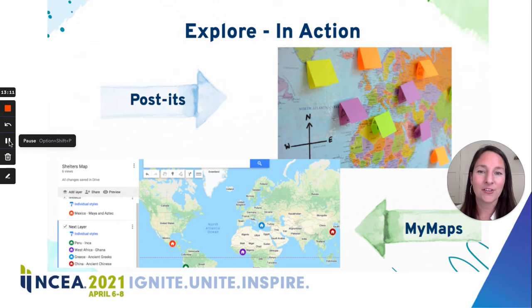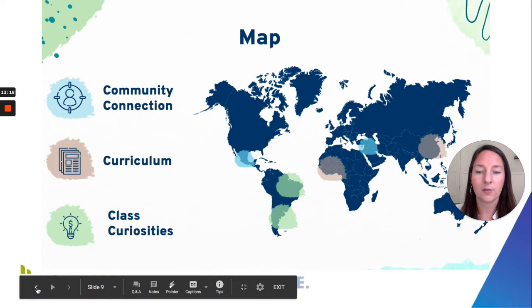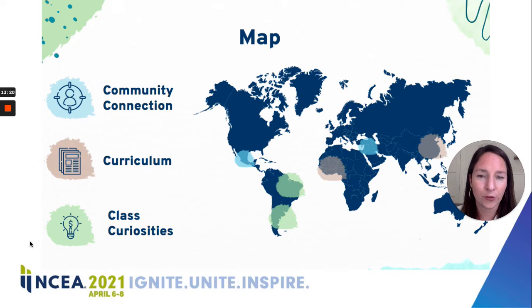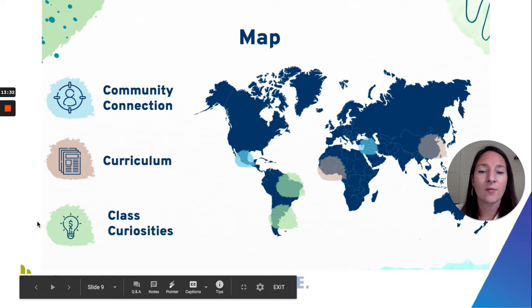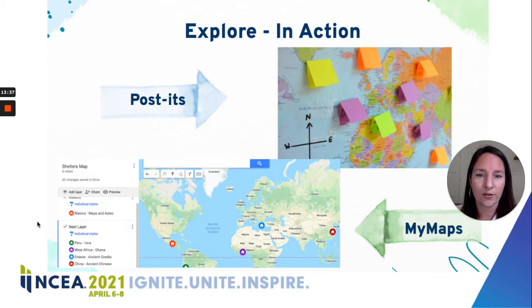So right now what I would love you to do is pause this video and explain how you might filter your students through one of these or any of these different ways, if you're looking for community connection, curriculum, or class curiosities, or a mixture of all 3. So how that would look in your classroom, and then also how you think you might be able to show student learning. So pause, give yourself maybe 3 or 4 minutes to explore how steps 1 and 2 could be used in your classroom.